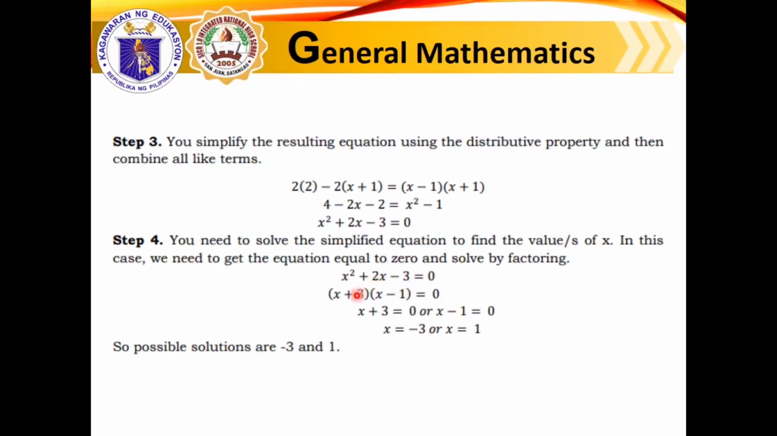So after that, find the zeros of the function. So equate x plus 3 and x minus 1 to 0. So x plus 3 is equal to 0 or x minus 1 is equal to 0. So the values of x are x equals negative 3 or x equals 1. So the possible solutions to our rational equation are x equals negative 3 and positive 1.